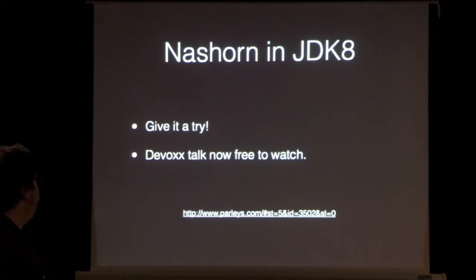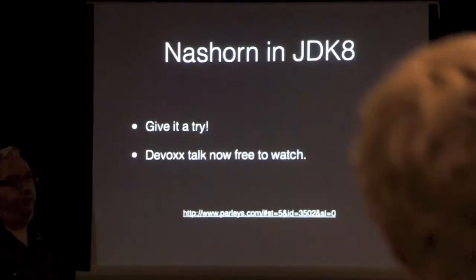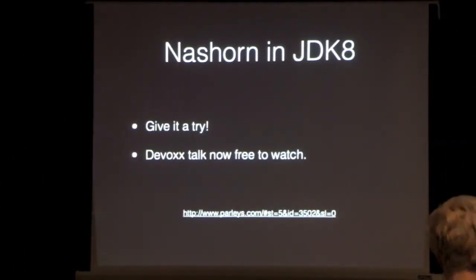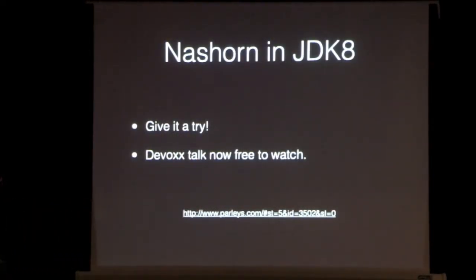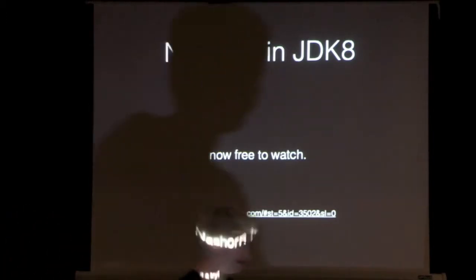Some interesting stuff on the Nashorn blog, which is the new JavaScript embedded language implementation for Java, replacing Rhino. It's out. It's in JDK 8. They've fully integrated it, so if you download a JDK 8 pre-release build, you can use it.